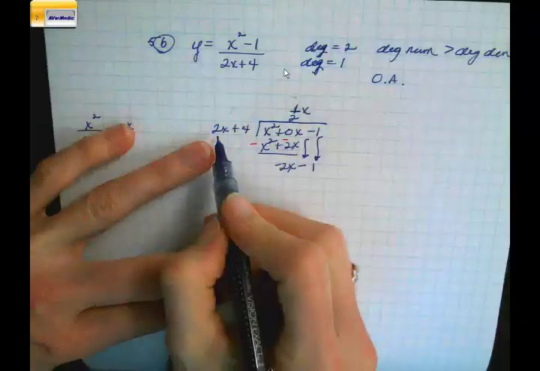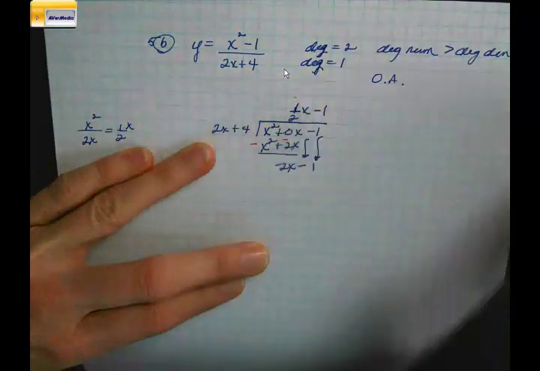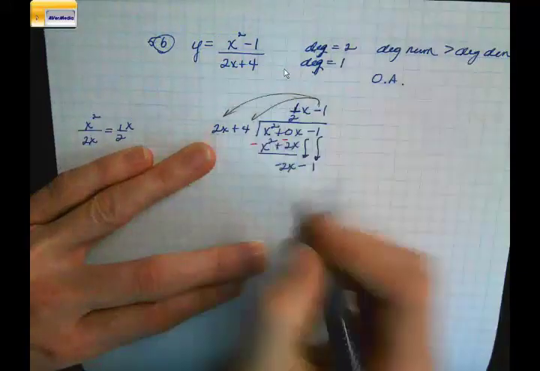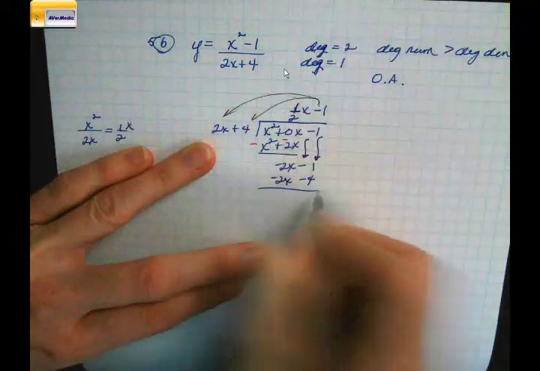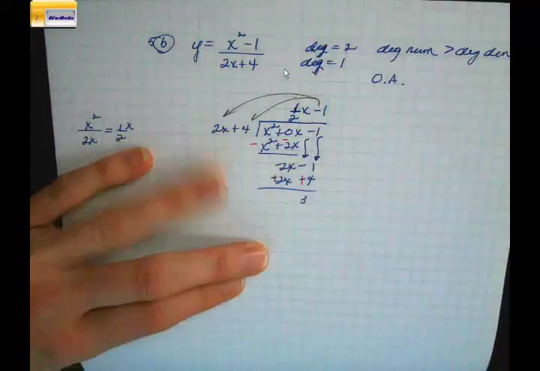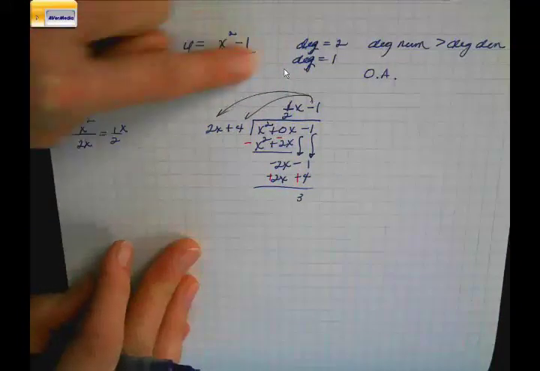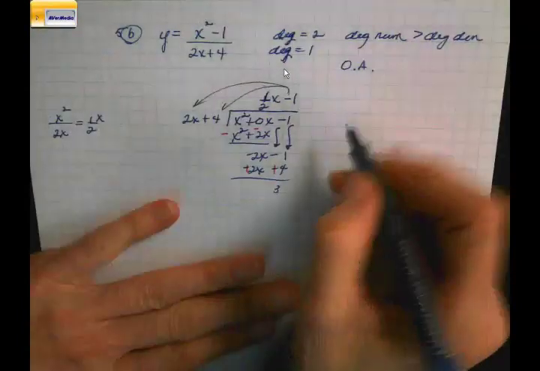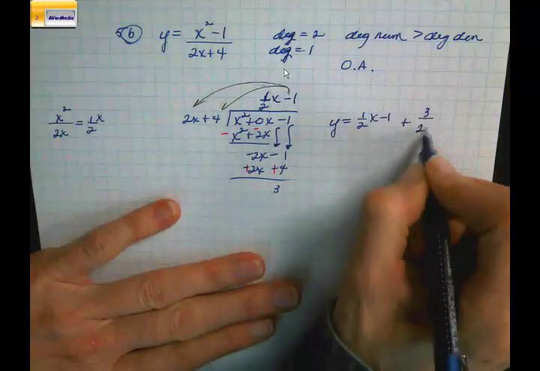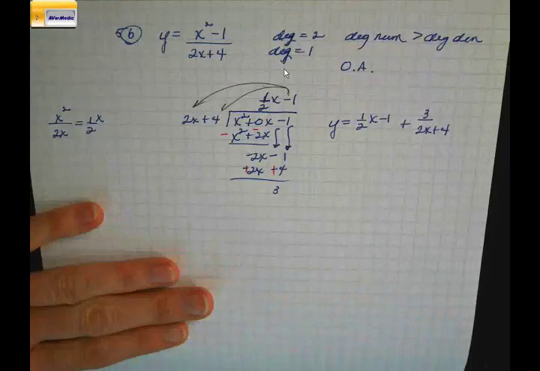Then I say, how many times does 2x divide into a negative 2x? Negative 1 times, which I write as a minus 1, and then I multiply through by the minus 1, which gives me a minus 2x and a minus 4. And don't forget to change the signs and add, giving you a remainder of 3. So this x squared minus 1 over 2x plus 4 actually becomes y equaling 1/2 x minus 1 plus the remainder over the divisor, which we're going to refer to as our oblique asymptote.